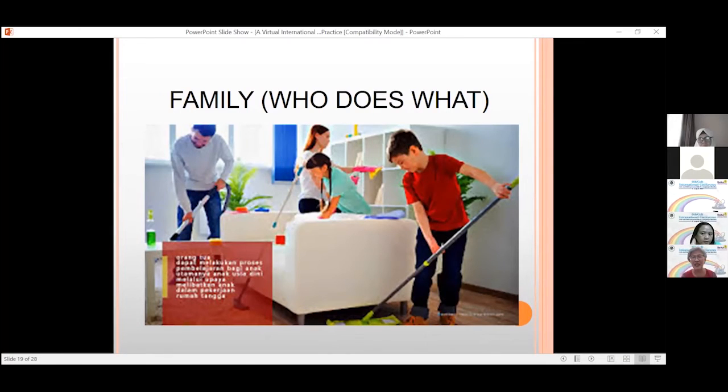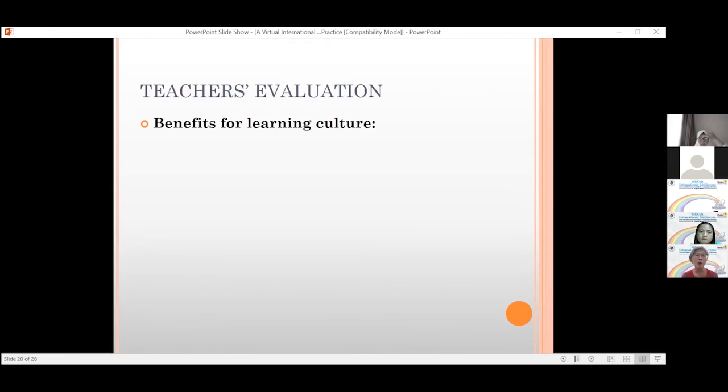So family here is particularly talking about who does what in your family. And so students share information about that. And after the program, actually the program lasts for 5 weeks. And then I asked the teachers, so you know that there are actually 4 parallel classes. And I asked the 4 teachers to do evaluation.